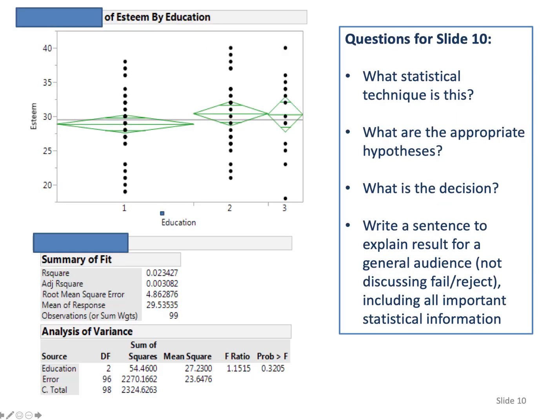Given this JMP output, what statistical technique is this? What would be the appropriate hypotheses? What is the statistical decision that you would make based on this output? And then take a moment to write a sentence to explain results for a general audience, not discussing failing to reject or rejecting, but including all important statistical information.